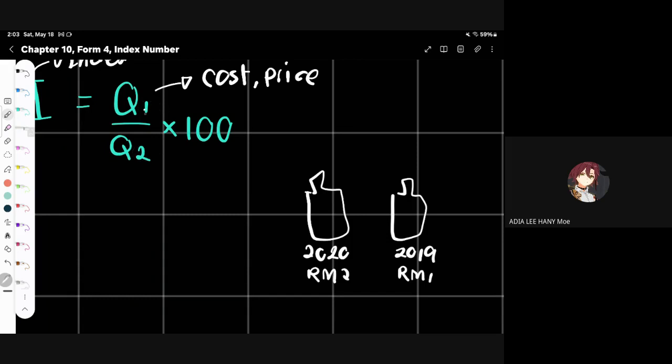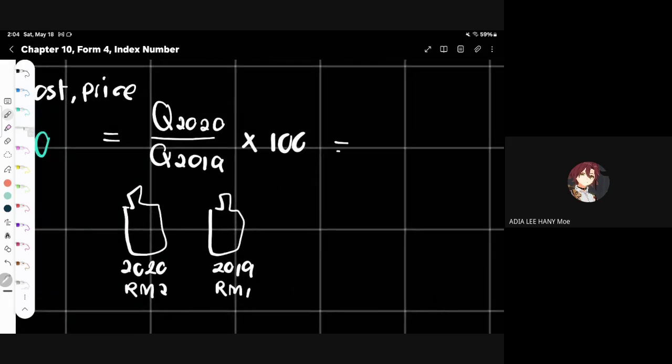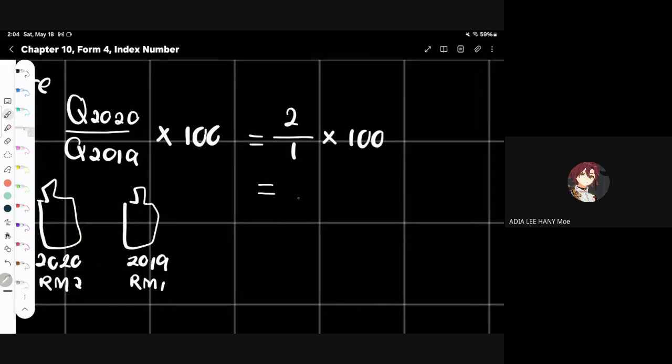So for the Q1, you put the newer year on top. This one here will be Q 2020, and at the bottom will be Q 2019, times 100. Let's do this equation. Q 2020 is this one. Remember, Q is the money. So 2 over 1, times 100. So 2 times 100 is 200.